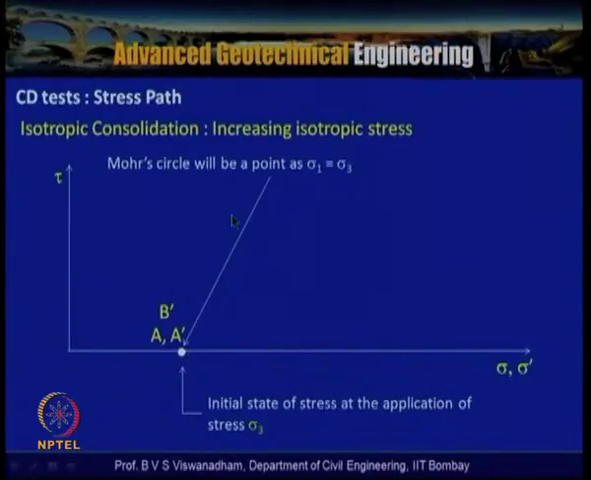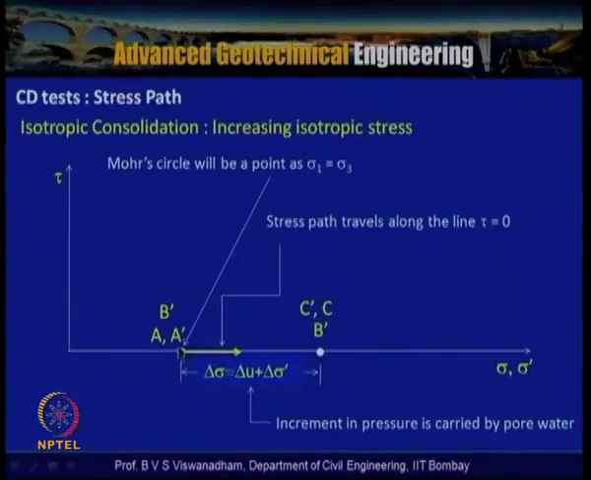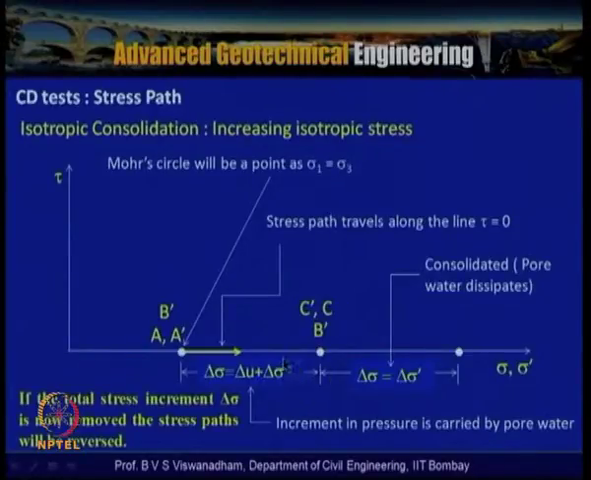The Mohr circle will be a point, as we have discussed. Now when the stress traverses along the line with tau equal to 0, the increment in pressure is carried by the pore water itself. So it actually traverses along the sigma line or sigma dash line. Further, at the end of the consolidation, the pore water pressure, delta u, dissipates.